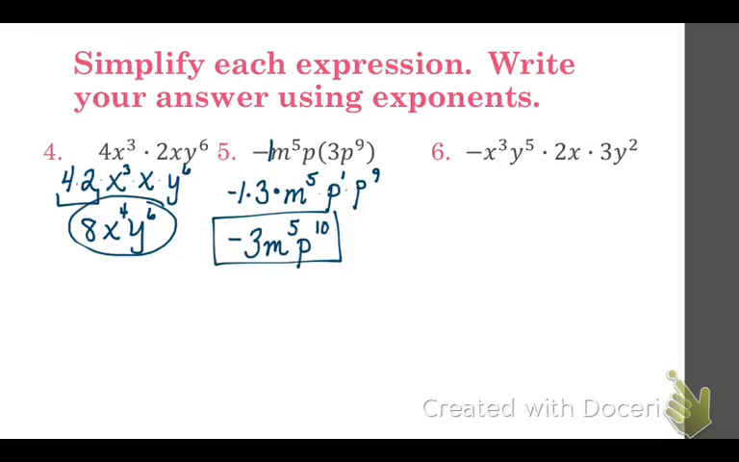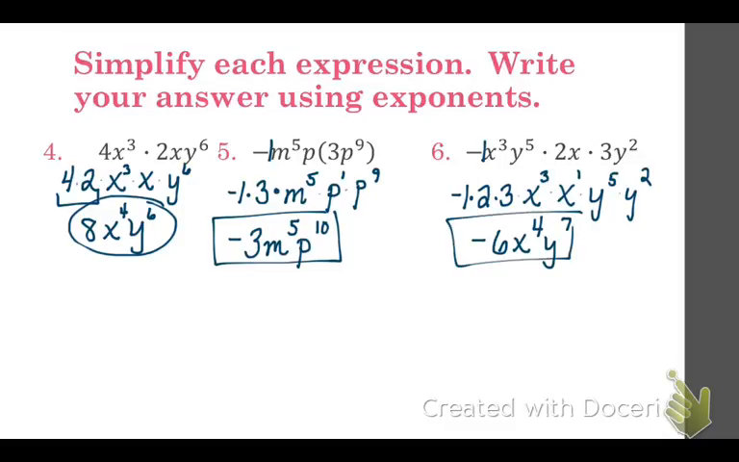Number 6, again, this -x means I have a coefficient of -1, times 2 times 3, alphabetical order with my variables, x cubed times x, times y to the 5th times y squared. This gives me -6, x to the 4th power, y to the 7th power.